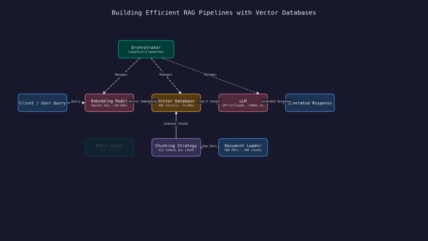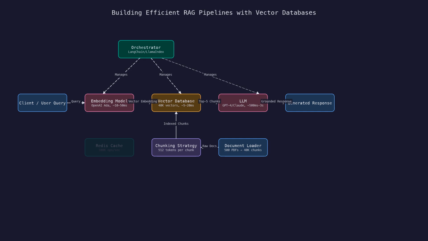Why 512? Too large and irrelevant context sneaks in. Too small and you lose meaning. Step 3. Embedding. The embedding model converts each chunk into a vector, a list of numbers that captures semantic meaning. "Termination clause" and "end of agreement" produce similar vectors, even though they share 0 keywords. At 10 to 50 milliseconds per embedding, batch processing handles all 40,000 chunks in under 30 minutes.